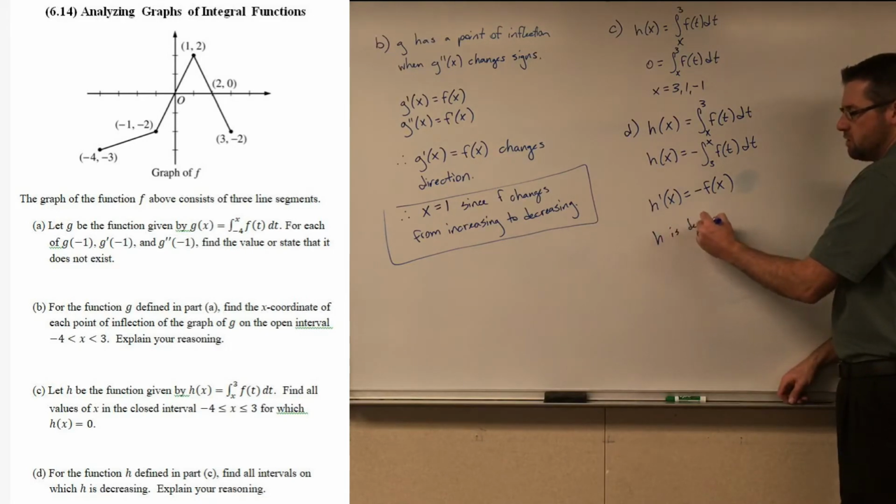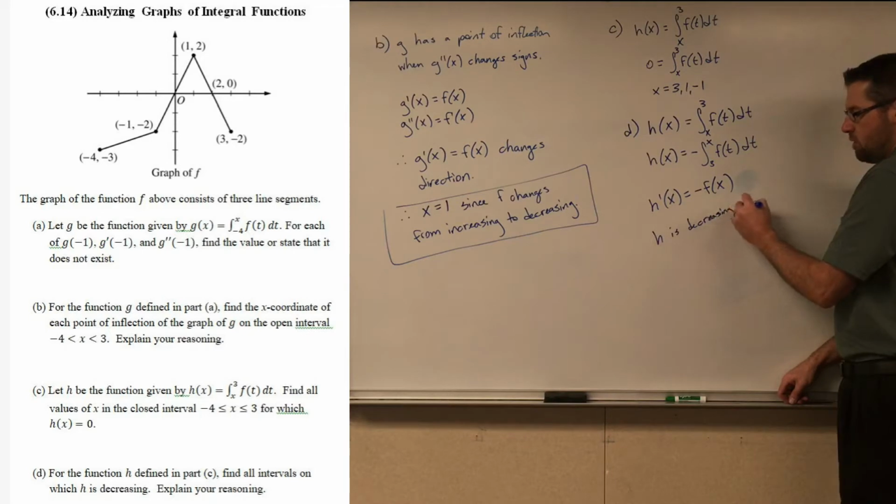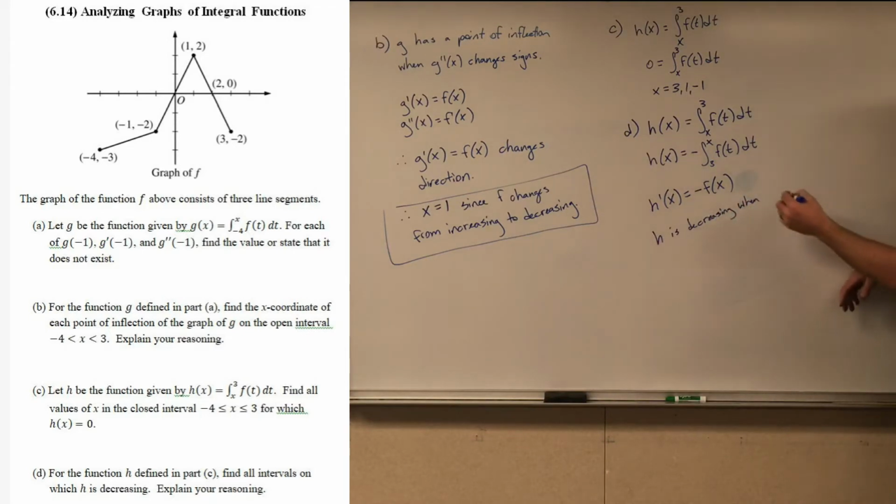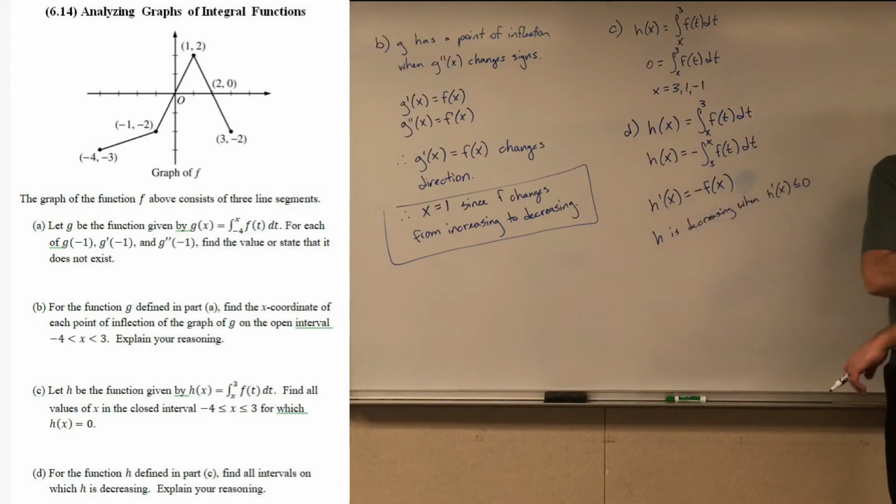H is decreasing when what? Not f. H is decreasing when h prime is less than or equal to 0. When h prime is negative, right? Are you guys okay with that? Jenny, is that okay? Think of your chart. H is decreasing when h prime is negative. H prime, you said f. So we're both wrong. Isn't h prime the same thing as f? No. H prime is negative f, because we had to put the negative up front. So we're both wrong, right? All right.